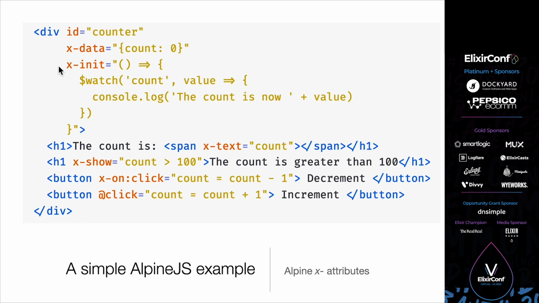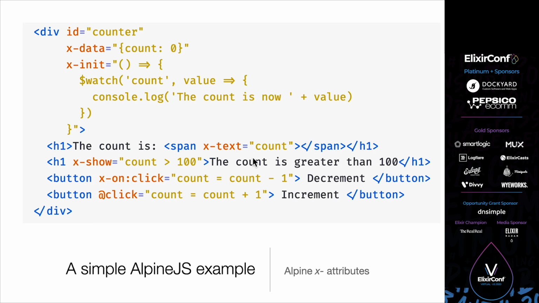An optional x-init gets executed when the component is initialized. Here we are using what's called a magic property, the $watch magic property. It watches for changes in count, and when count changes, this function that you declare here gets called, and it's passed the current value. Here we're just displaying a log message.